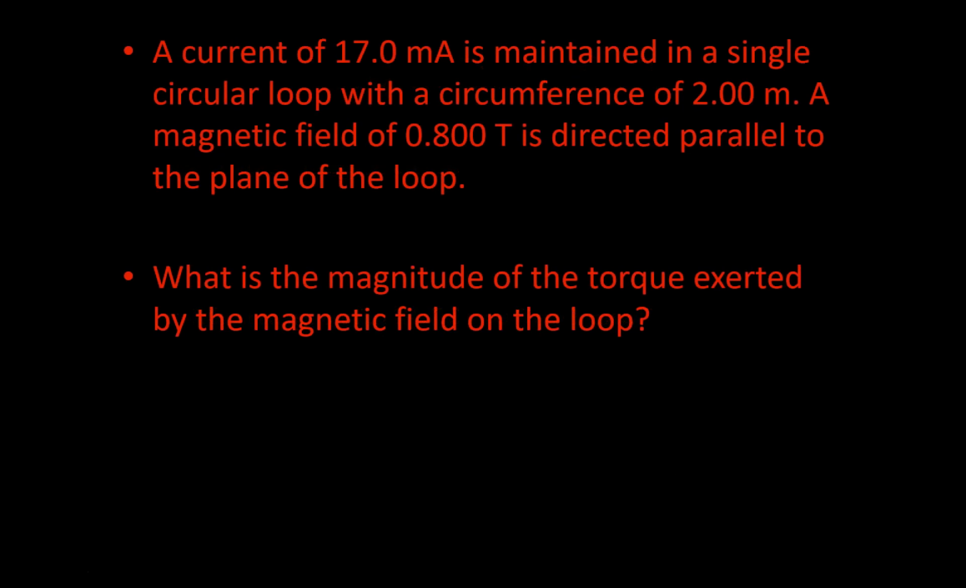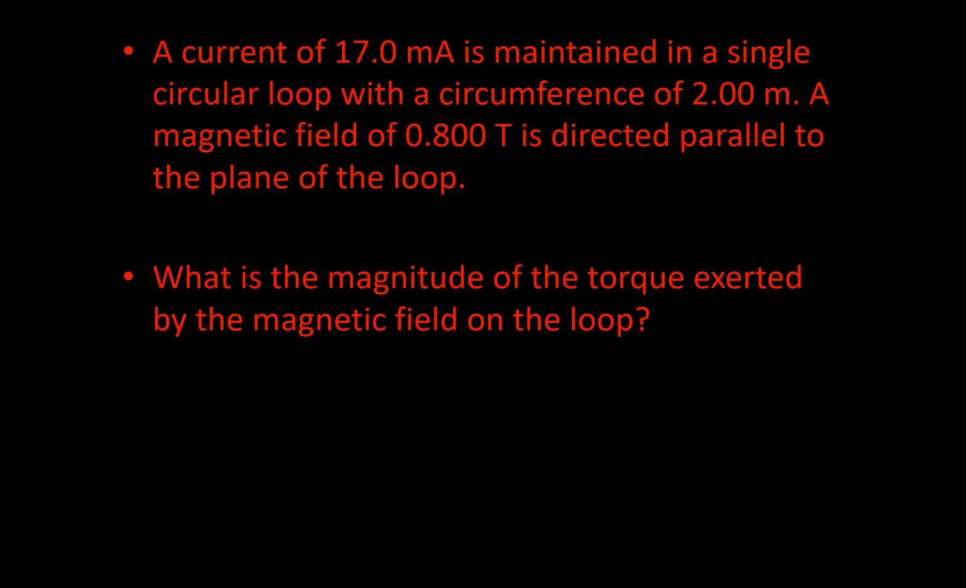So this material is best looked at by example. So let's take a look at another one. Here we've got a current of 17 milliamps, so 17 times 10 to the minus 3 amps. And that's maintained in a single circular loop, so N equals 1, with a circumference of 2 meters. A magnetic field of 0.8 Tesla is then directed parallel to the plane of the loop. What is the torque exerted by the magnetic field on the loop?